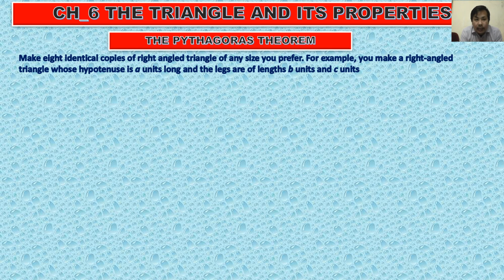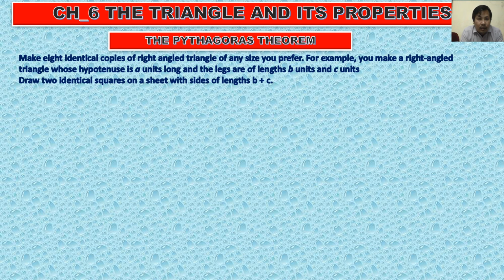See, it is giving a statement that make 8 identical copies of a right angle triangle, same size. For example, you make a right angle triangle and say that the hypotenuse is a unit. Once again, let us take that hypotenuse as a unit and the legs are of length b units and c units.